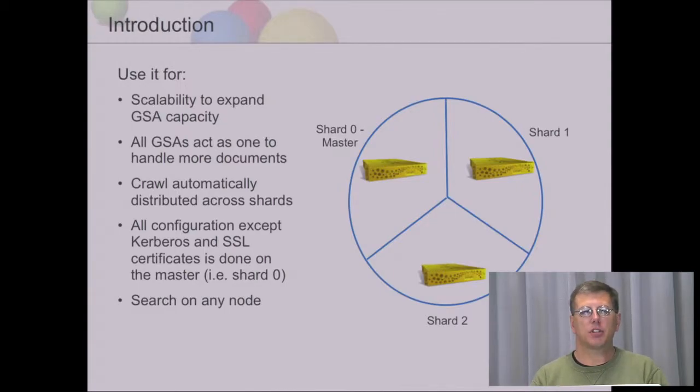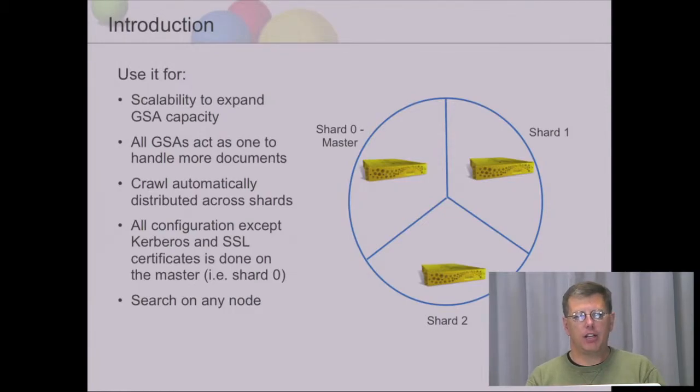A better approach is to set up distributed crawl and serve, and in this case we'll configure one search appliance to serve as the master, and then the other GSAs will be set up on what we call different shards. These shards are fragments of the index. The master will divide up the crawl and index load and distribute the URLs to the various GSAs, and it will create one master index.